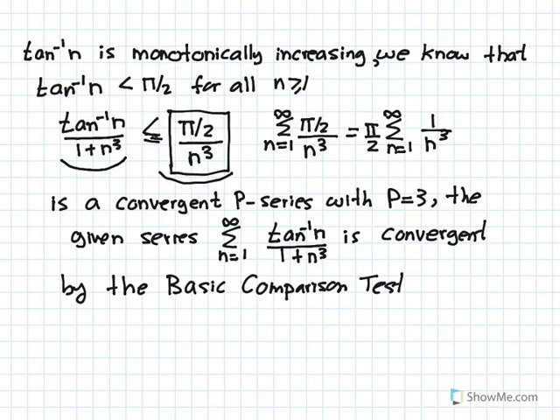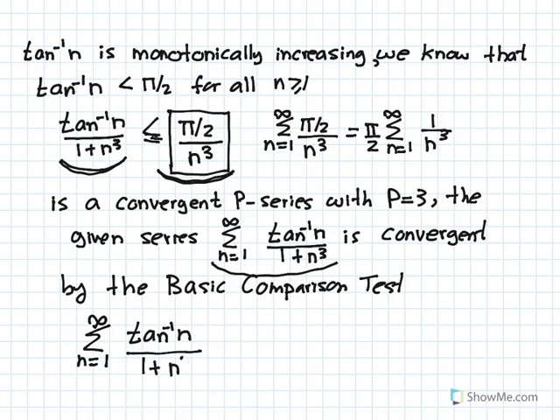So notice that every term of the given series is less than every term of a convergent p-series, and that's why we can say that the summation n equals 1 to infinity, arctangent of n divided by 1 plus n cubed, is a convergent series. Let's summarize that. Summation n equals 1 to infinity, tan minus 1 n divided by 1 plus n cubed is less than pi over 2 times summation n equals 1 to infinity, 1 over n cubed.